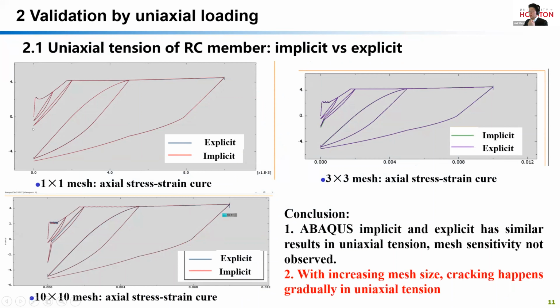This is the stress strain curve of this hypothetical RC member under uniaxial tensile loading unloading. And for each figure, there are 2 results. One is explicit solver and another is implicit solver. As shown in this figure, the results from these 2 solvers almost coincide.